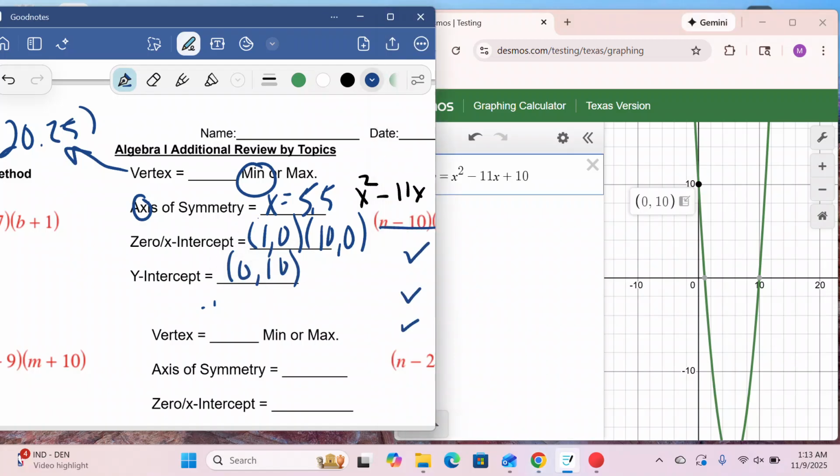So what do you need to know? You need to know your x-intercepts, you need to know your zeros, you need to know your y-intercepts, your vertex, your axis of symmetry, and whether it's a minimum or a maximum.